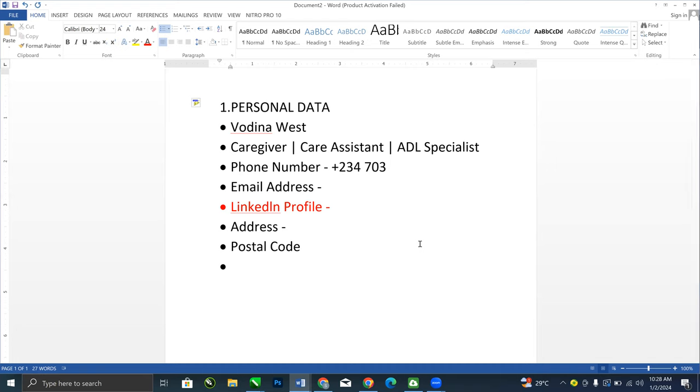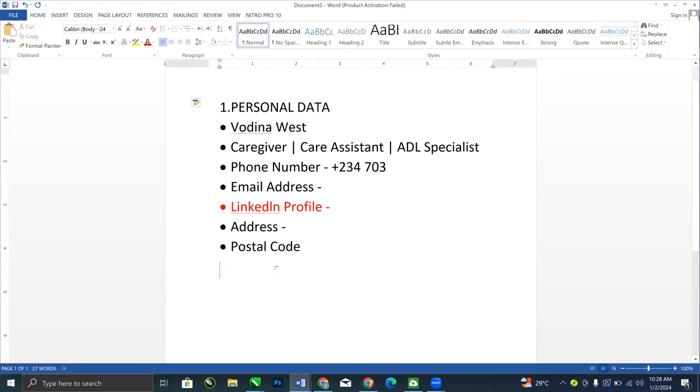Yes, ma'am. Do we necessarily have to put our postal code? Yes. It's just a proper way to have your address. Addresses are not complete without a postal code, right? So it's just a professional way of writing your address. It's not a must, but without it, your address is not complete.